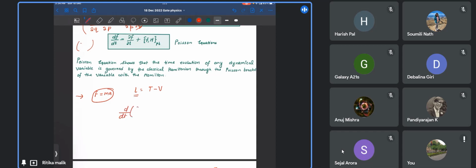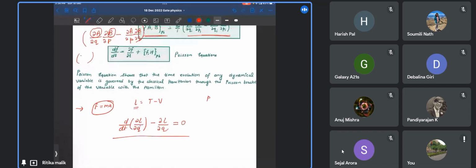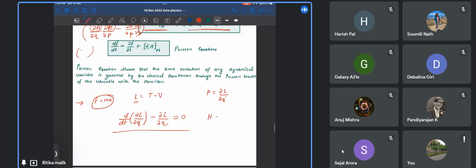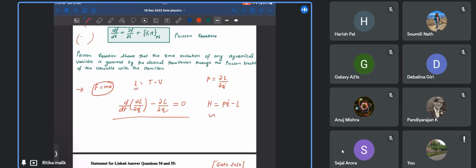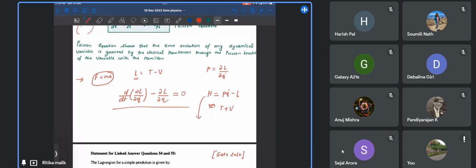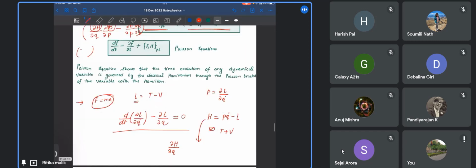We write the equation of motion using the Lagrangian as d/dt of del L by del Q dot minus del L by del Q equals 0. And we can also derive momentum P as del L by del Q dot. And from that, we can also write our Hamiltonian, which is PQ dot minus L. In a conservative system, this turns out to be kinetic energy plus potential energy. And then we can also write the equation of motion in terms of the Hamiltonian, which is del H by del Q.